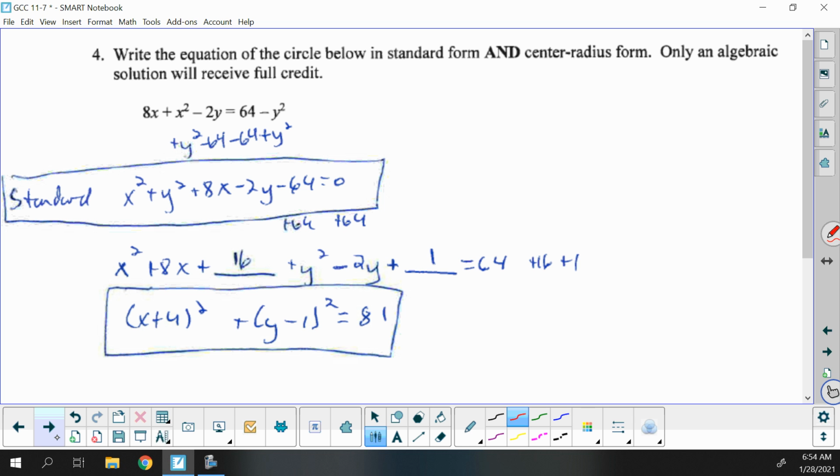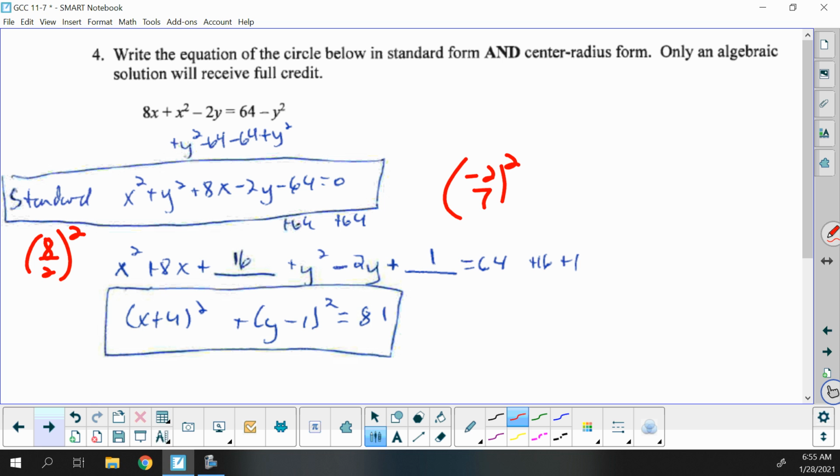To put it in center radius form, we do like we did in the warm-up. So add the 64 over, group the x's and y's together. We've got to do our b over 2 squared. So that'll give us 4 squared, so add 16 to both sides. For the y's, do your b over 2 squared. That'll give us negative 1 squared, so we get 1.